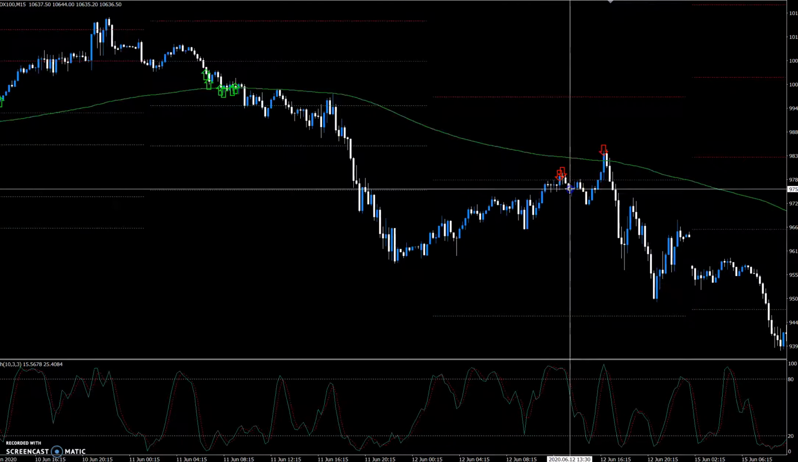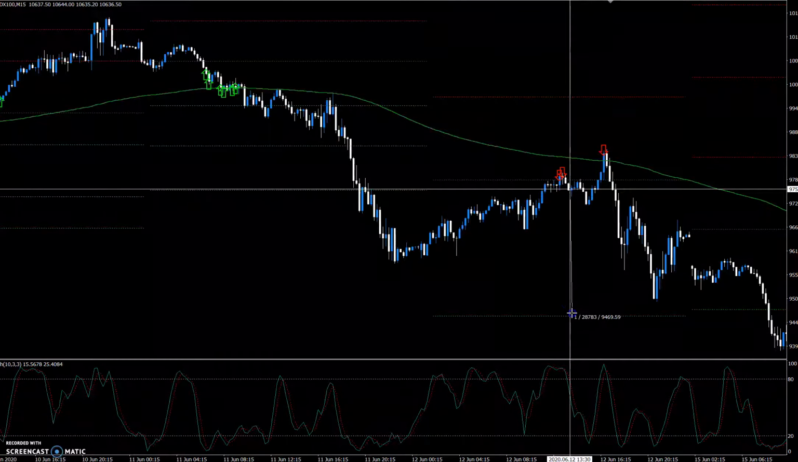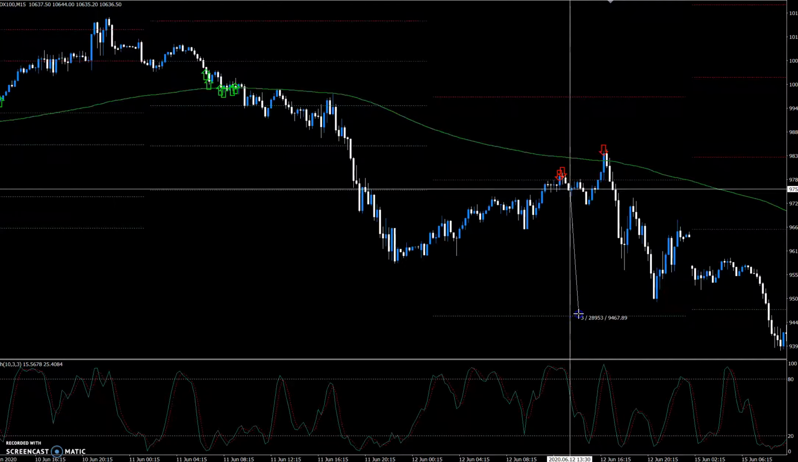So if we were to enter this position here, we would set our take profit to a support level using the daily pivot points or a recent low. And then we would set our stop loss to a resistance level or a recent high.